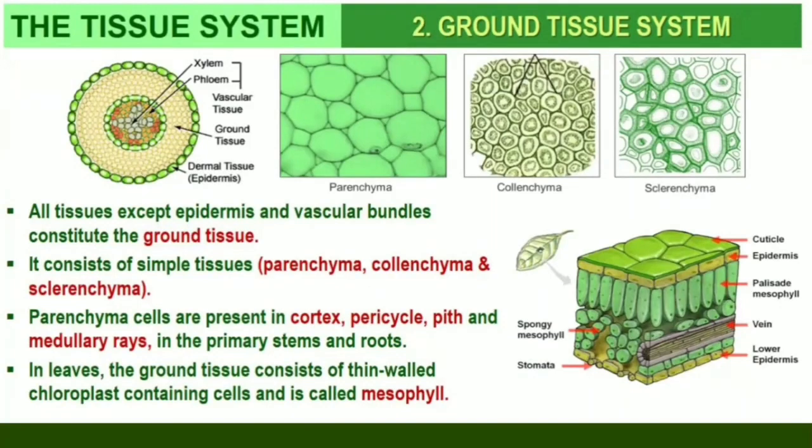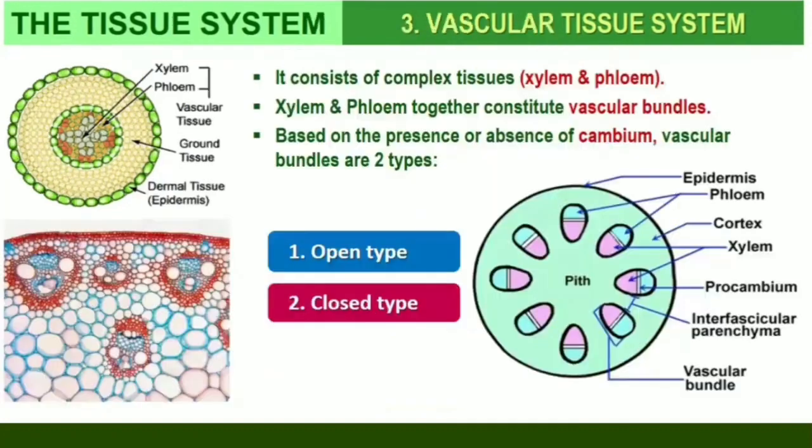Next is the ground tissue system. All tissues except epidermis and vascular bundles constitute the ground tissue. It consists of simple tissues such as parenchyma, collenchyma, and sclerenchyma. Parenchymatous cells are usually present in cortex, pericycle, pith, and medullary rays, in the primary stems and roots. In leaves, the ground tissue consists of thin-walled chloroplast-containing cells and is called mesophyll.